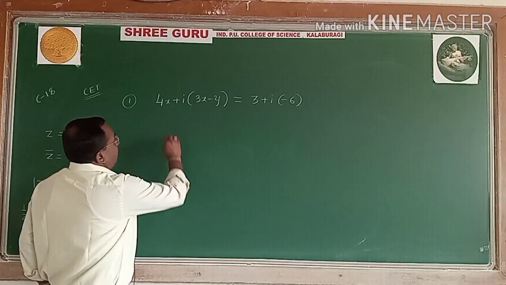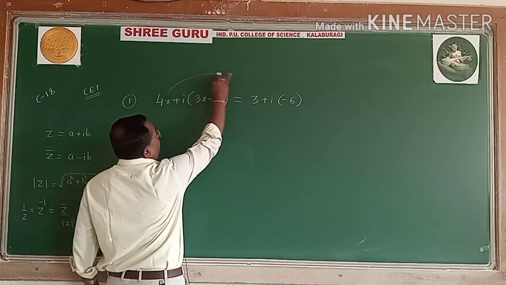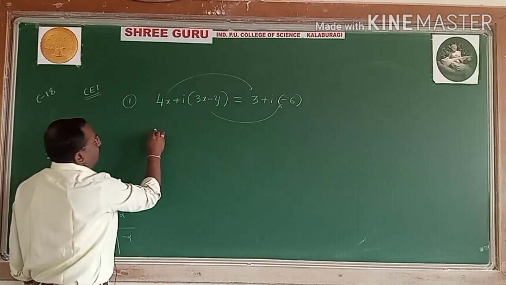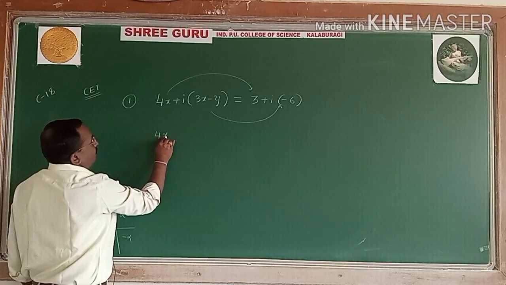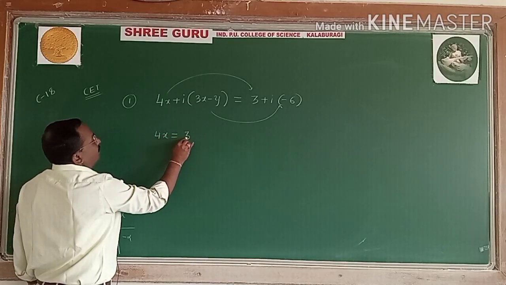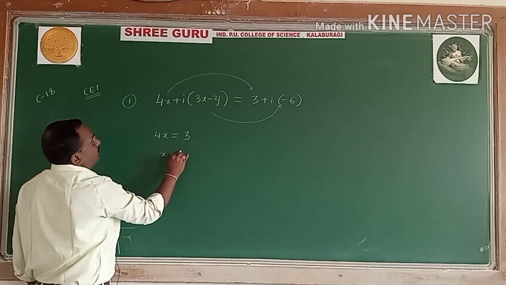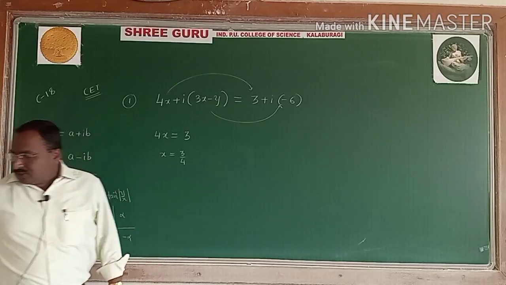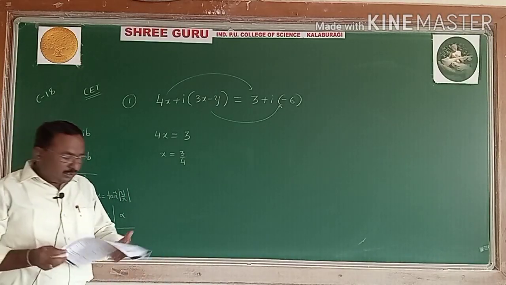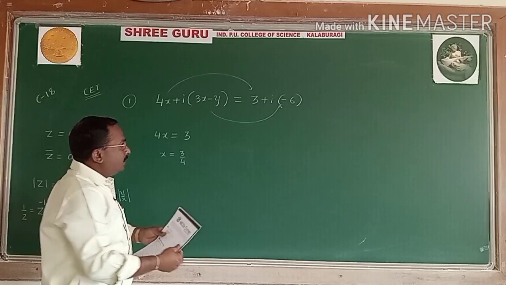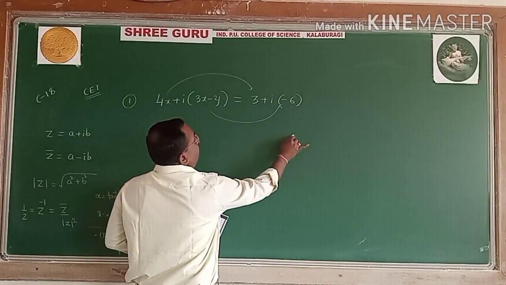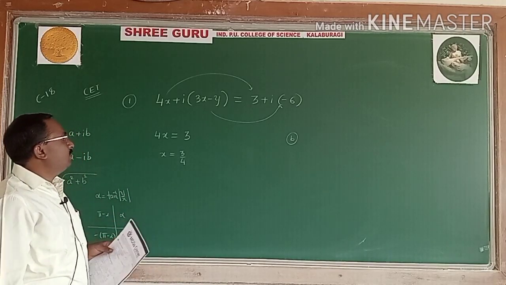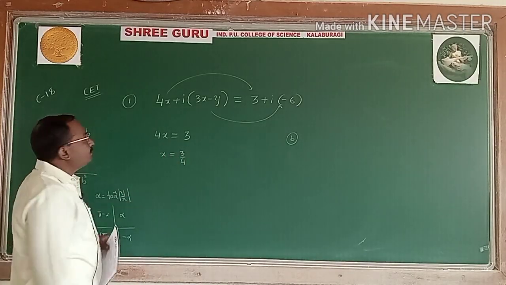Here it is equality of complex numbers: equate the real part, equate the imaginary part. That is 4x is equal to 3. Here the x value is what? 3 by 4. In all the options you check it. Here x value is 3 by 4, which option? B, the second option only. That one is correct. It is not necessary to find the y value, the x value is enough. Otherwise you can find the y value.